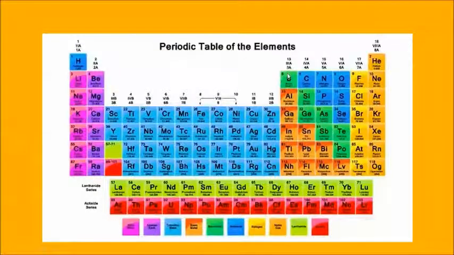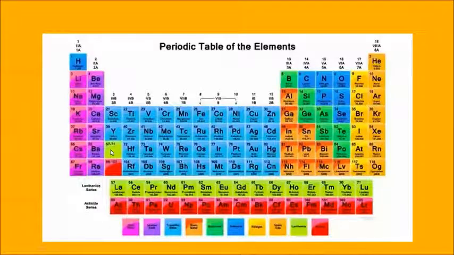Groups 13 to 18 are said to be the p block elements. Groups 3 to 12 are said to be d block elements or transition elements. And this is where the lanthanoids and the actinoids come.